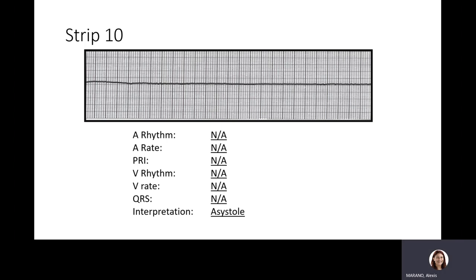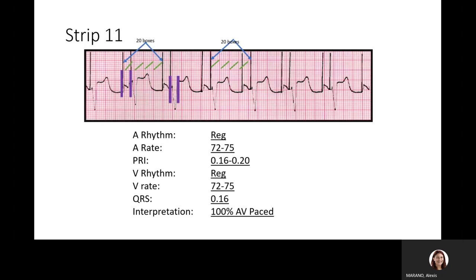Here, of course, everything is NA because we have asystole. Strip 11. So our atrial rhythm, we will go from pacer spike to pacer spike, making it regular. Our atrial rate, we count 20 small boxes between the pacer spike in front of the first P wave to the next P wave of the complex, 72 to 75. PRI, we're able to measure 0.16 to 0.20.